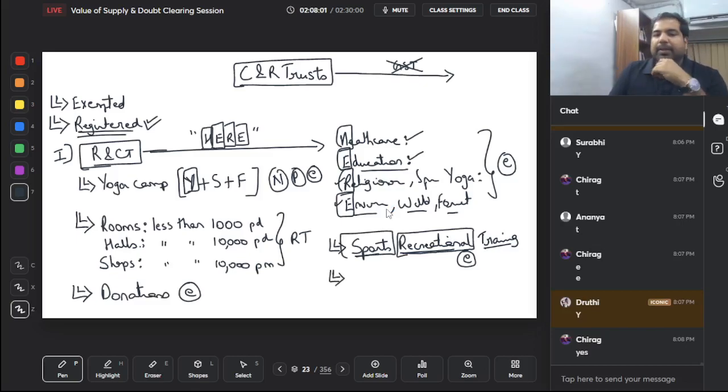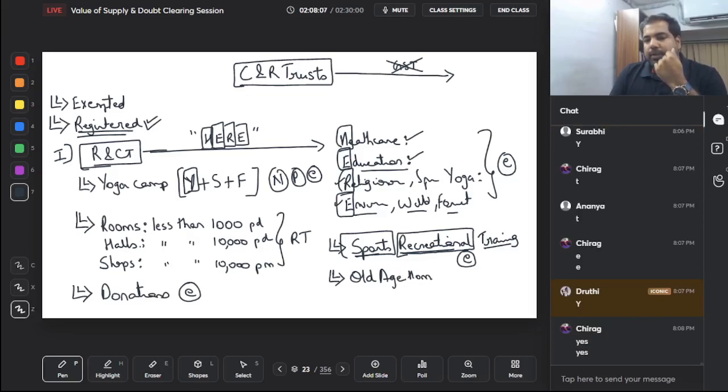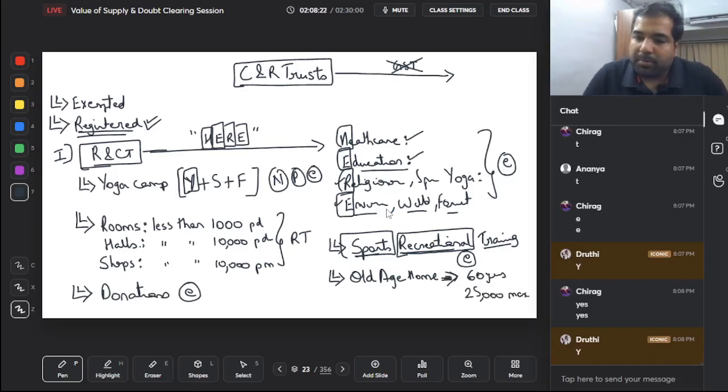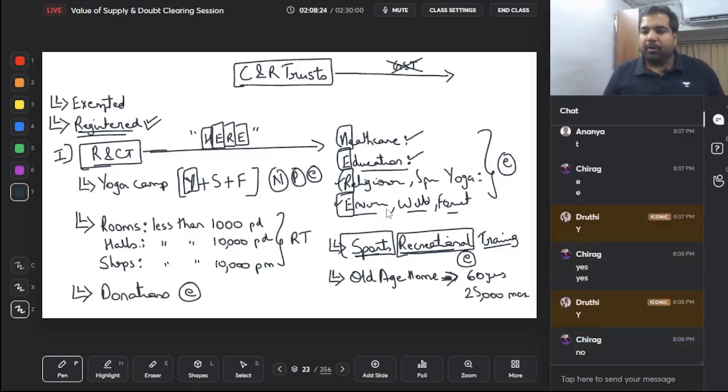Next, guys, can a trust also operate an old age home? Yes, we need old age homes in India, guys, and that will be exempt if it's for 60 years or more people, and you charge maximum up to 25,000 per month. So guys, can it be a luxury old age home, 2 lakh rupees a month? No, that will not be exempt.